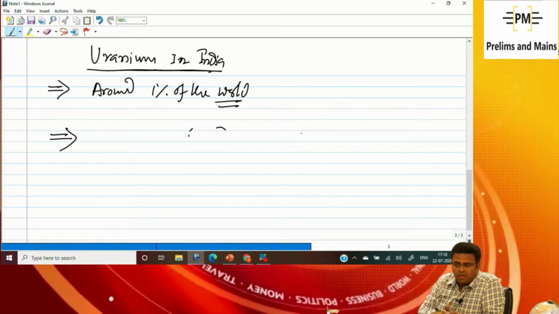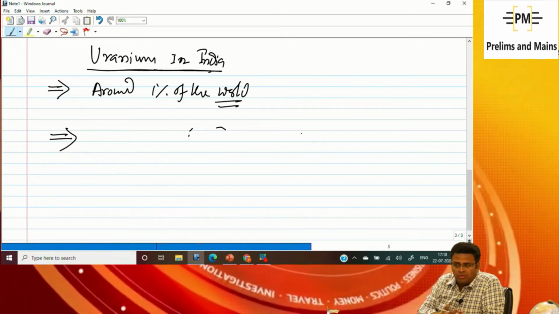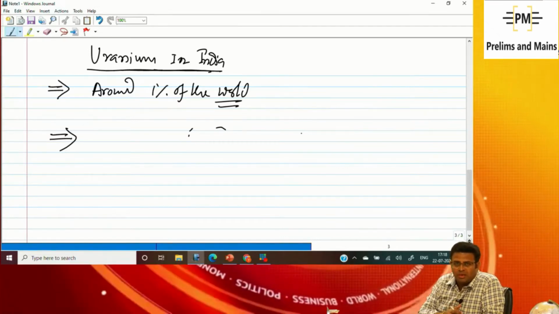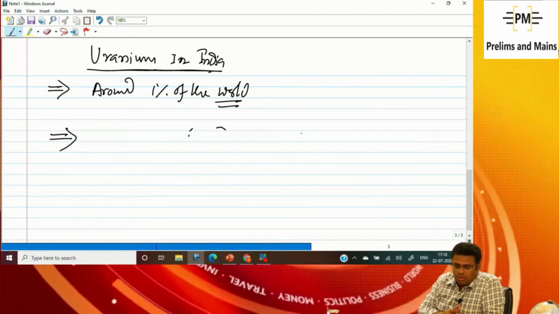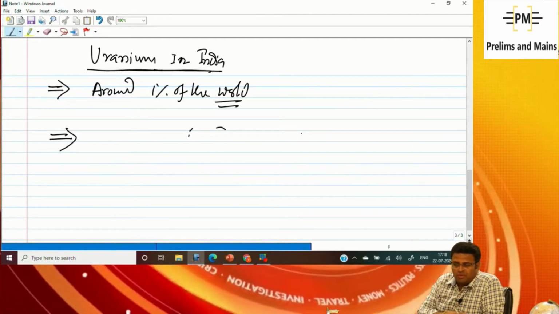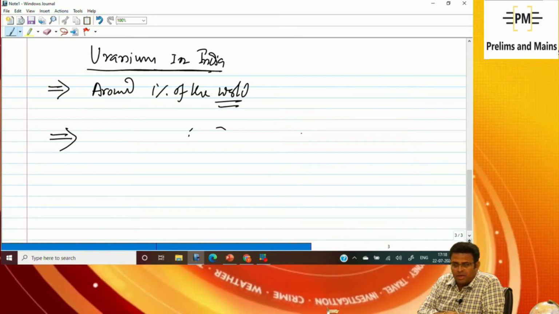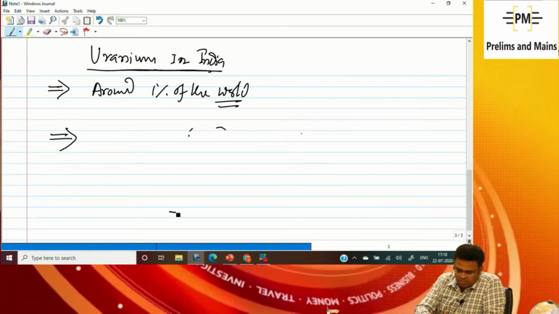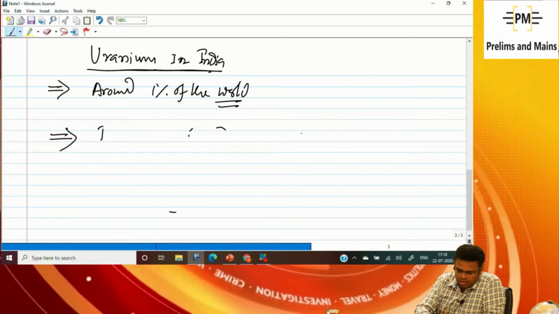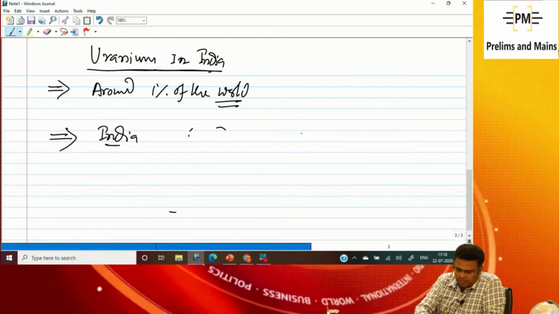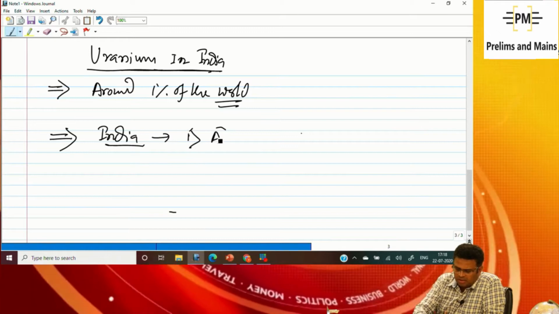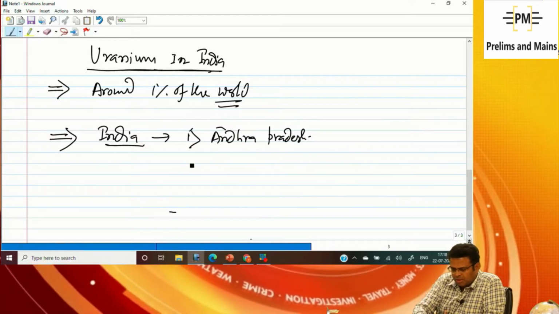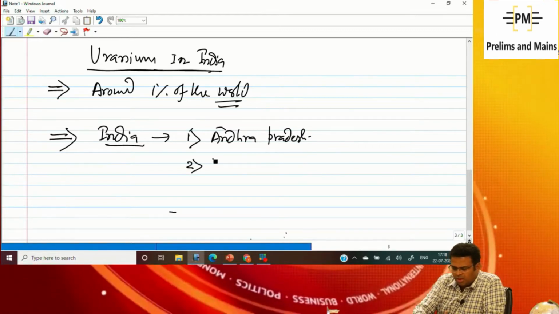We are still trying, technically and with the help of engineering, to find out the actual reserve in the Kadapa district in Andhra Pradesh. Thereafter, we found a good amount of uranium reserve in Andhra Pradesh, and now Andhra Pradesh is number one in India. Second, we can say, is Jharkhand.